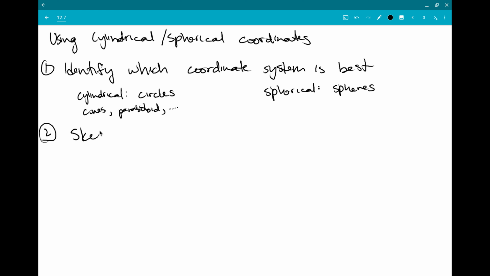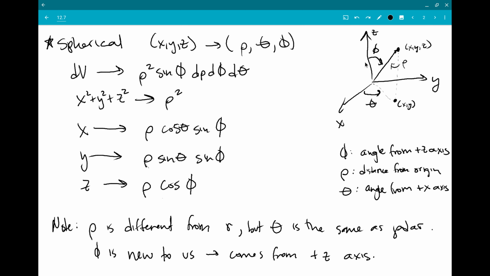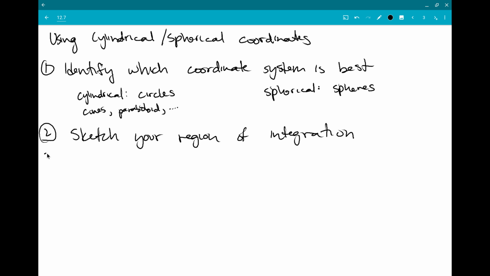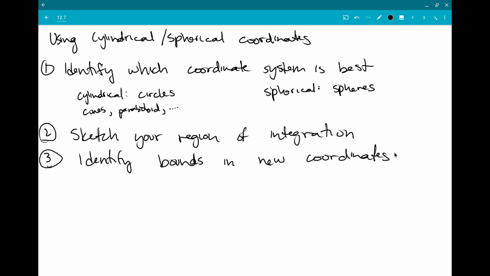And then you're going to want to sketch your region of integration. The reason for that is because it is very hard to puzzle out from a formula in x, y, and z what your, for example, phi should be unless you draw a picture. And that's going to help you do the next step, identify bounds in new coordinates.